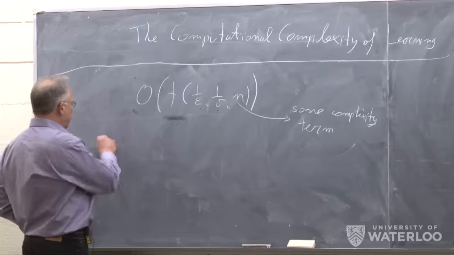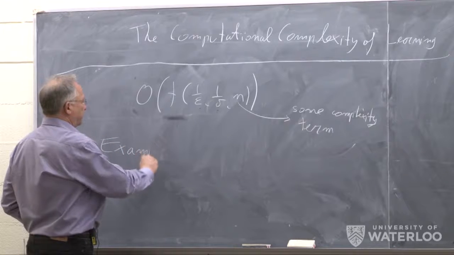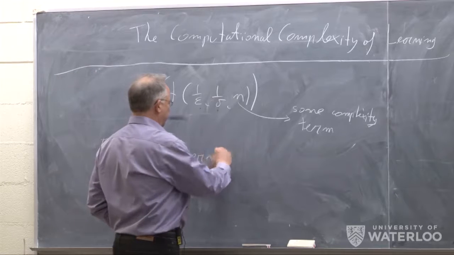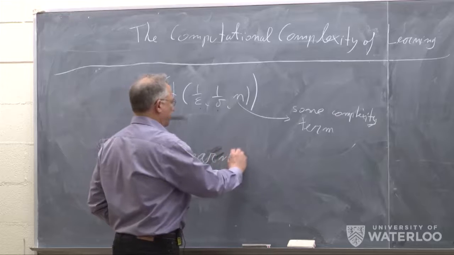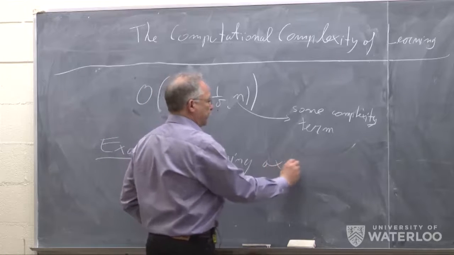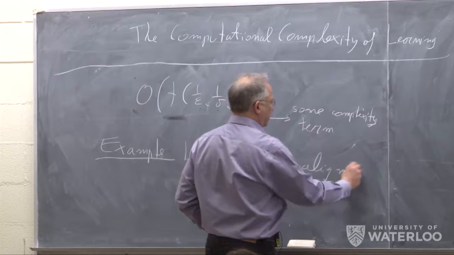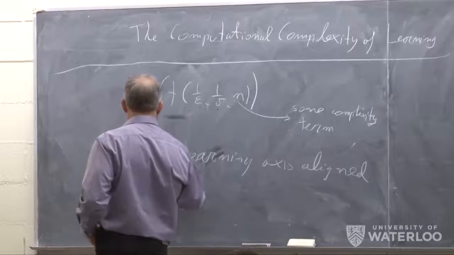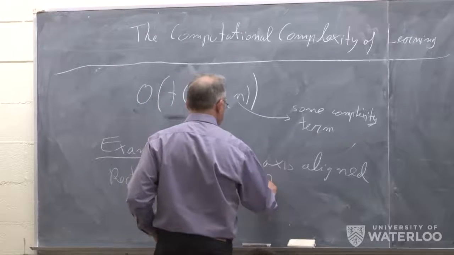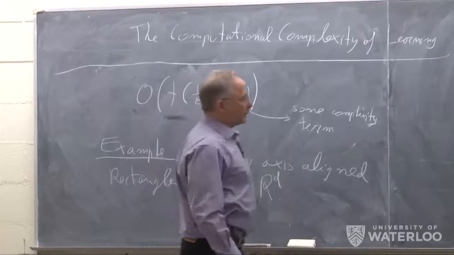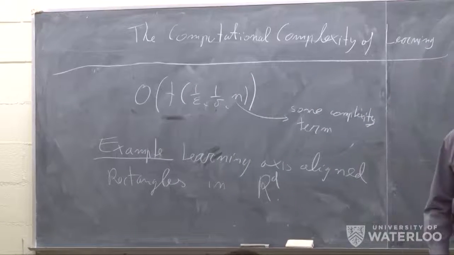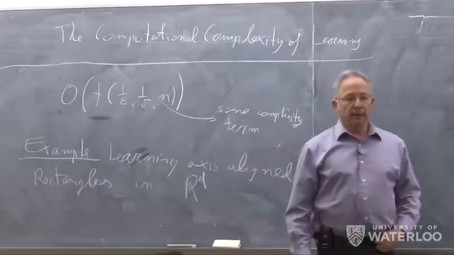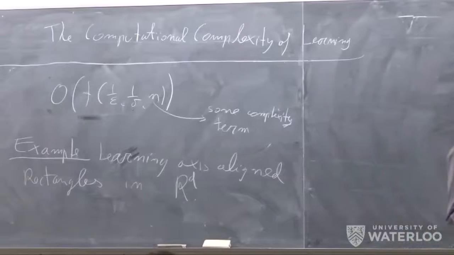Our first example of analyzing the computational complexity of some learning task was the task of learning axis aligned rectangles in some Euclidean space, say Rd. So we wanted to analyze in this respect the complexity where my parameter here is going to be d, which is a good parameter for the complexity of learning such a thing.